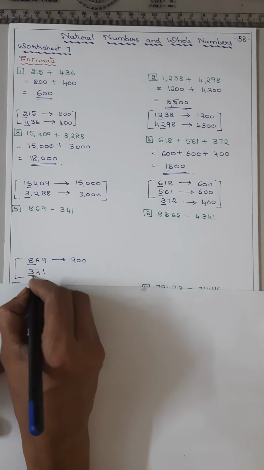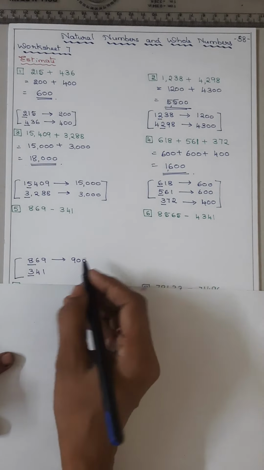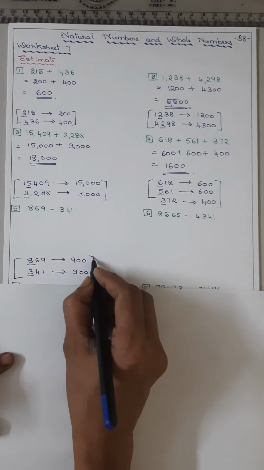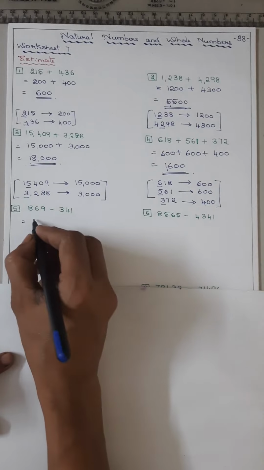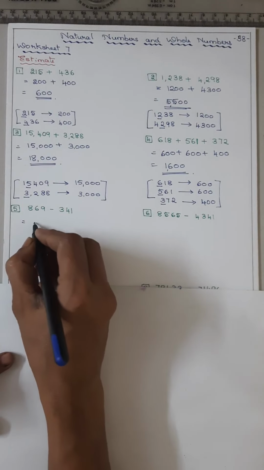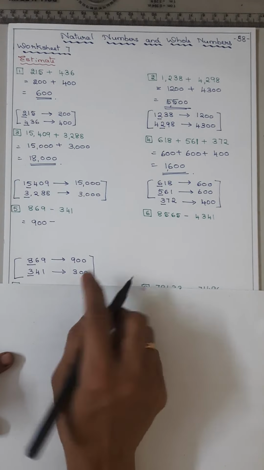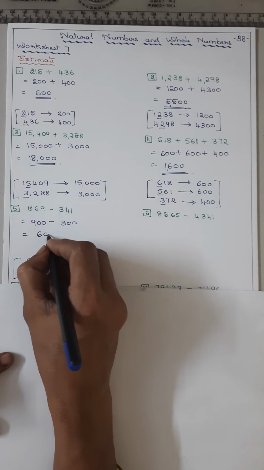341, underline 3 in the hundreds place, to the right it is 4, so it remains 3 as it is, that is 300. Now put the values. 869 became 900, minus 341 became 300. So the answer is 600.